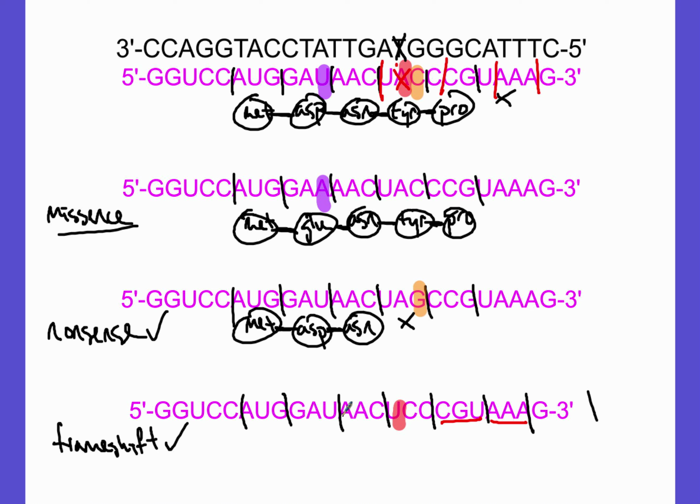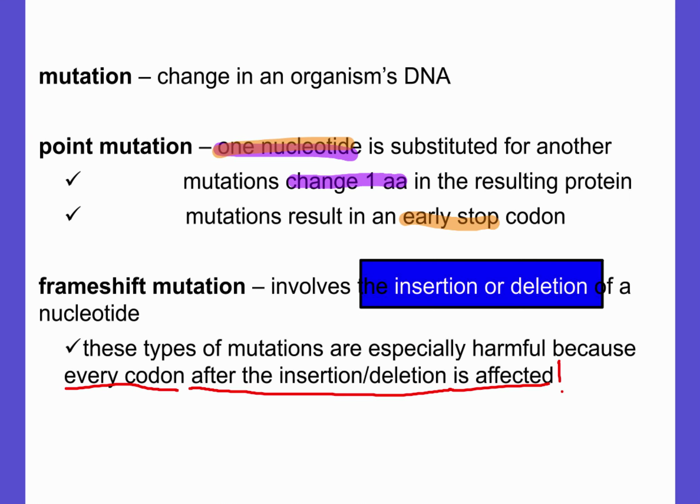Frame shift, on the other hand, it's very unlikely that they would stop on time, right? They'd be way too long, right? Whereas missense, you only change one amino acid. Changing 1 in 100 might not make a big difference. It can make a big difference, but it's not as likely to. Right, so those are the different kinds of mutations.